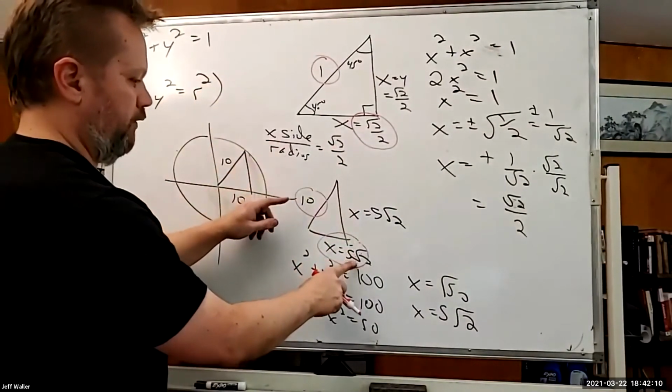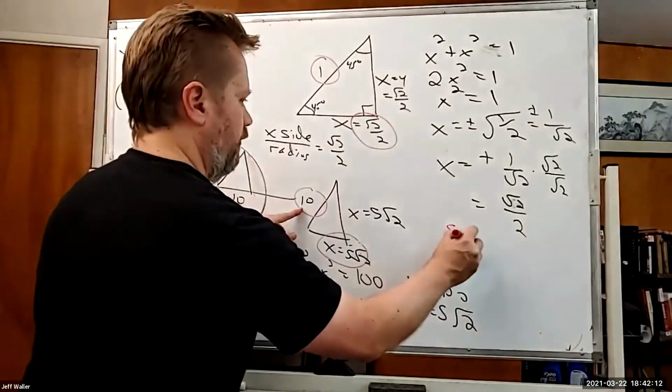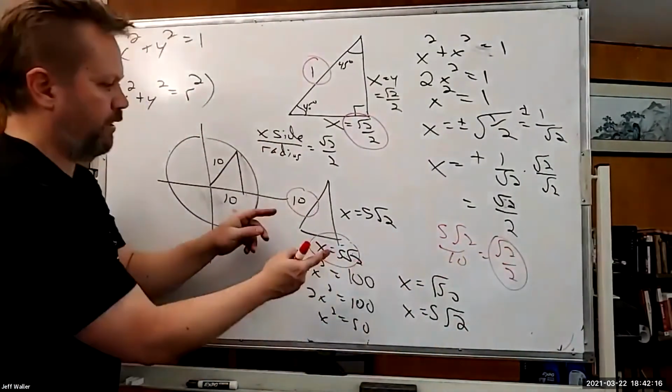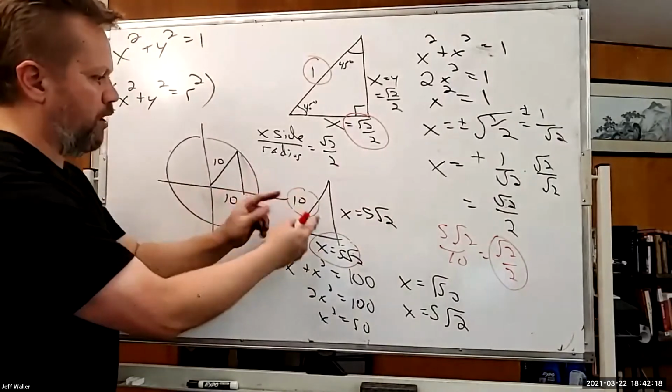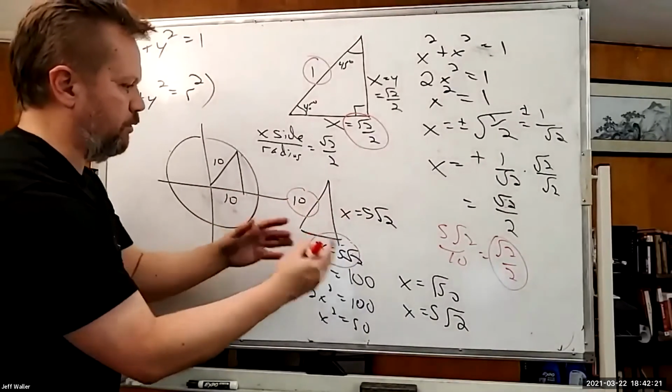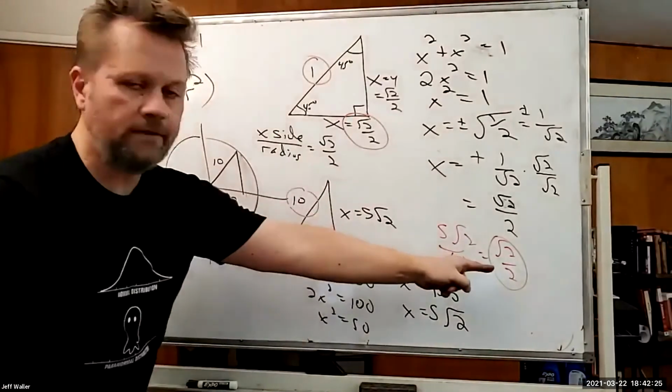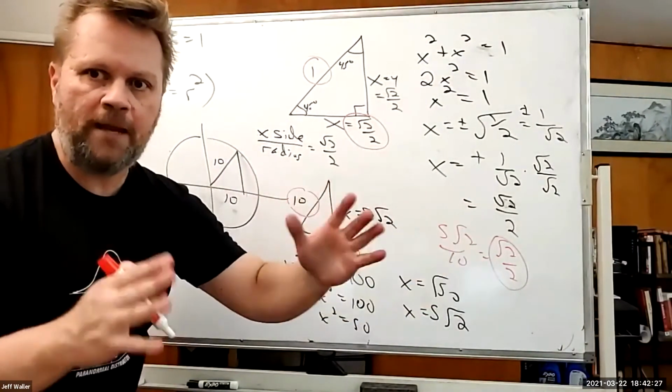Now, the ratio of this to this is rad 2 over 2. What's the ratio of this to this? 5 rad 2 over 10 is still rad 2 over 2. It kind of makes sense because however bigger or smaller the triangle is, every side is multiplied by the same thing. So when I take a ratio, those cancel. It comes back to a standard amount.